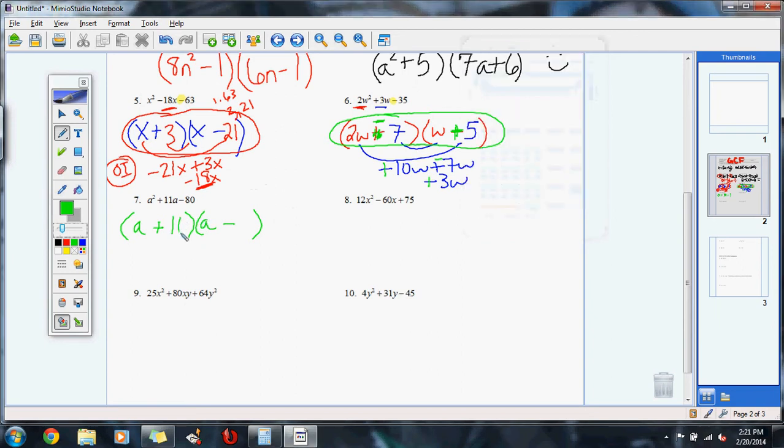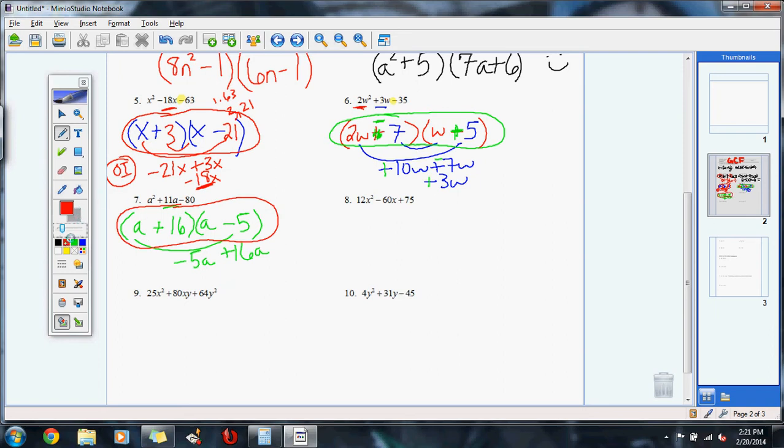If I put a 16 right here and a 5 right there, the outside is negative 5a, and the inside is positive 16a, which combines to that 11a is what we're looking for. Now remember, I'm showing you the solutions, I'm showing you the answers. You might actually check a bunch more factors that don't work until you find these two that do work, okay?